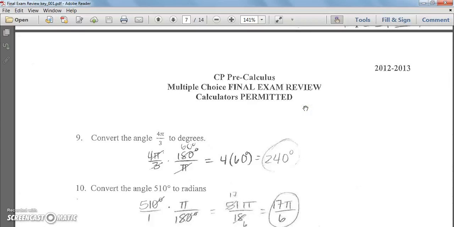Convert 4 pi over 3 to degrees. You simply multiply that by the factor of 180 over pi, which becomes 180 over 3, which is 60 over 1.